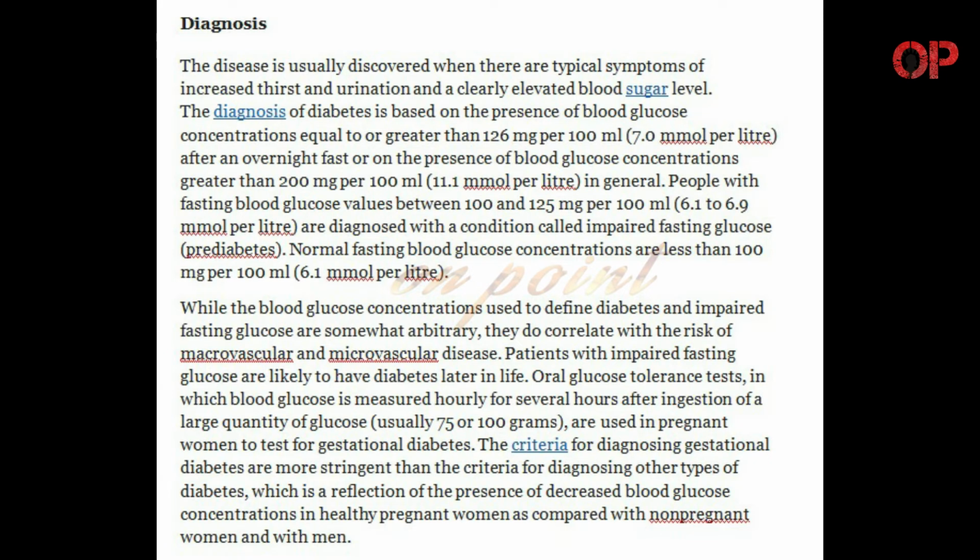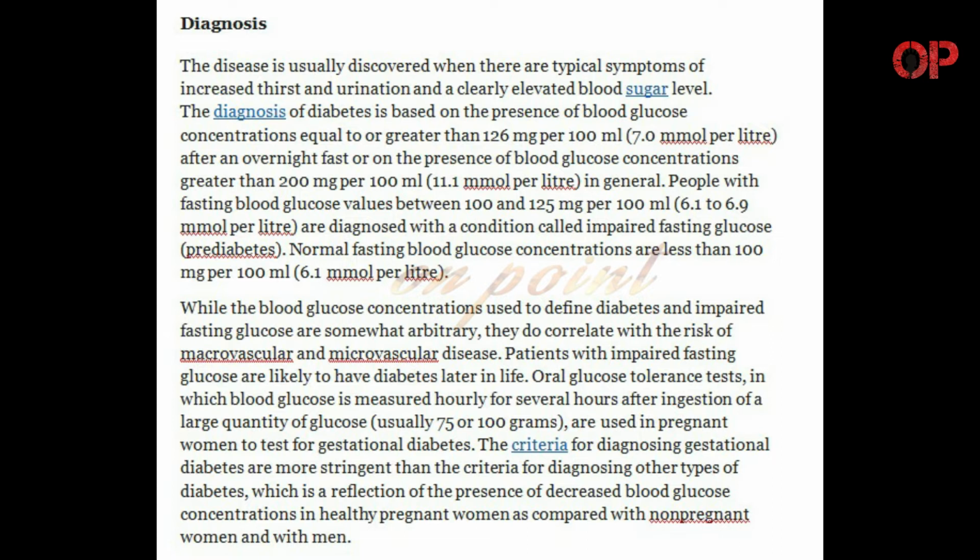Diagnosis. The disease is usually discovered when there are typical symptoms of increased thirst and urination and a clearly elevated blood sugar level. The diagnosis of diabetes is based on the presence of blood glucose concentrations equal to or greater than 126 mg per 100 ml, 7.0 mmol per liter, after an overnight fast, or on the presence of blood glucose concentrations greater than 200 mg per 100 ml, 11.1 mmol per liter, in general.